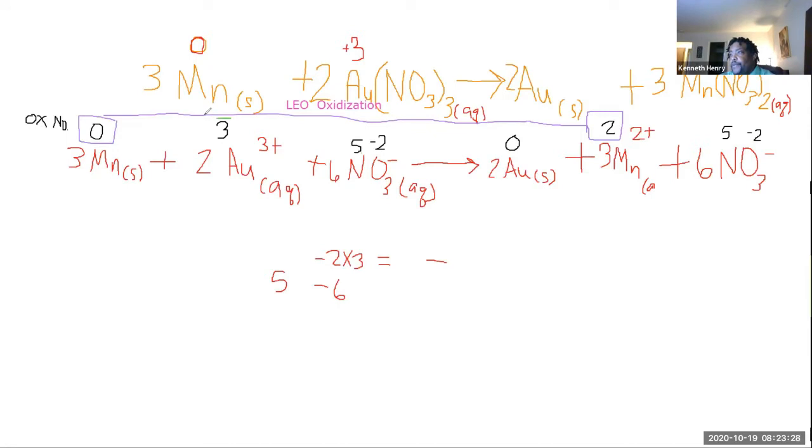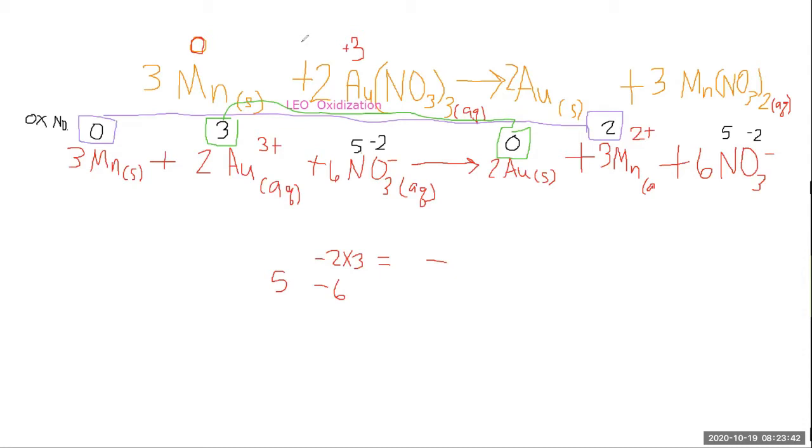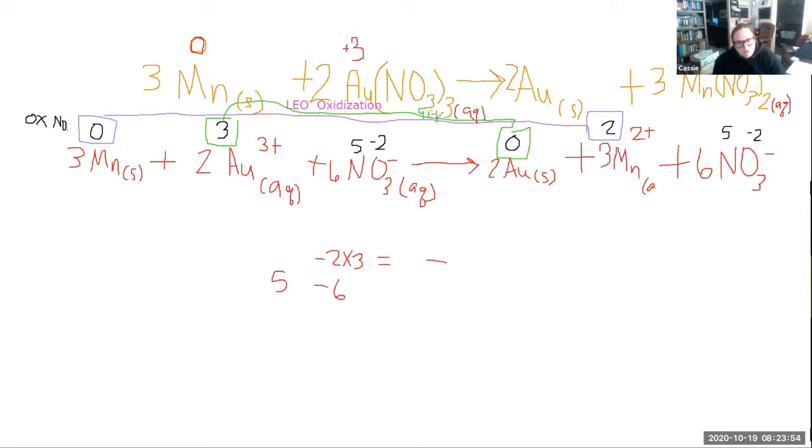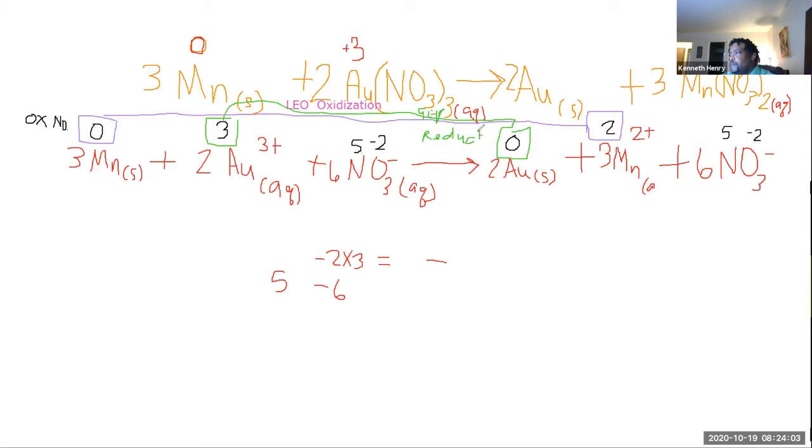And then with the gold, I'm going from a +3 to a 0. Are you losing electrons or are you gaining electrons? Gaining. Okay, so if it's gaining electrons, it's GER. It's reducing. Okay, so the gold is reducing. Simple? No, but I'm getting there.